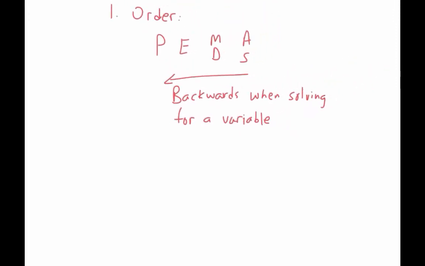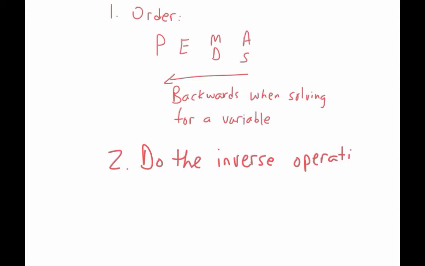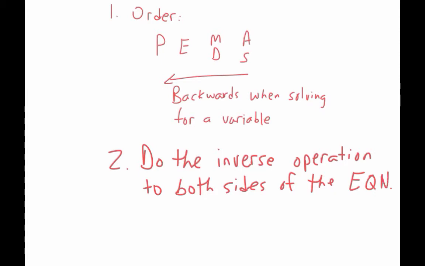And then the second thing is what we've been doing all along. Do the inverse operation to both sides of the equation. I'm just going to write EQN to save space. So do the inverse operation to both sides of the equation. So number 2 is what we've been doing for the last few days in class. Any questions before we jump to some examples?